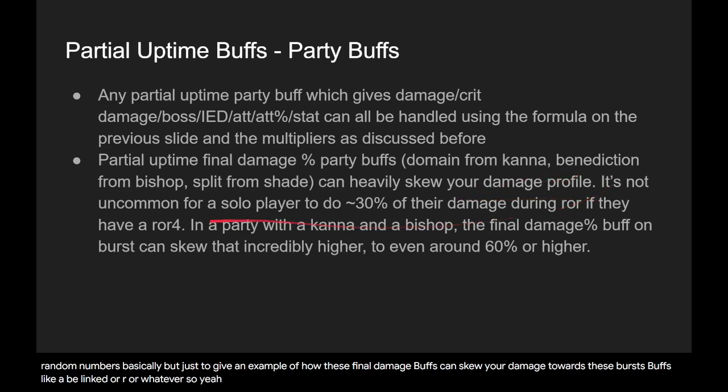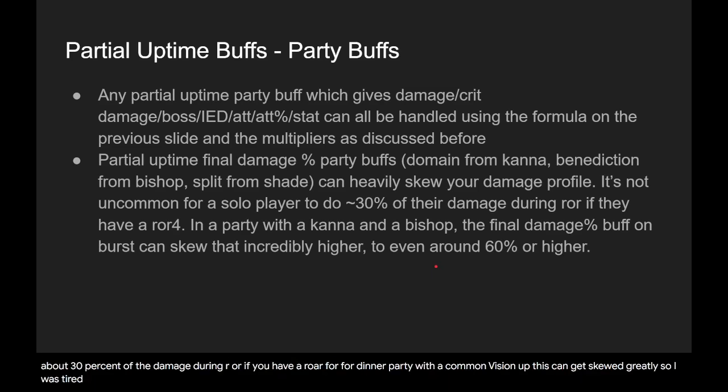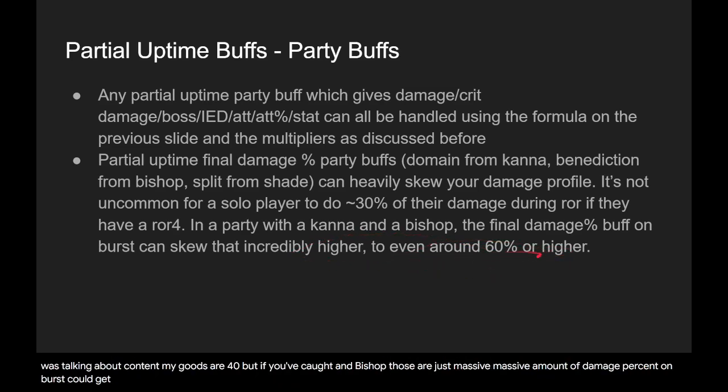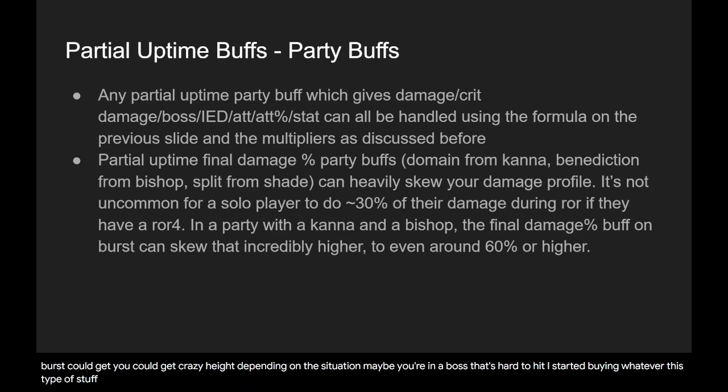So yeah, I kind of say this here. It's not uncommon for a solo player to do about 30% of the damage during Roar 4, but in a party with a Kana and Bishop, this can get skewed greatly. I was talking about Kana, it might go up to 40, but if you have Kana and Bishop, those are just massive, massive final damage percent on burst. It could get crazy high depending on the situation. Maybe you're in a boss that's hard to hit outside of bind, whatever. This type of stuff you might want to loosely account for.